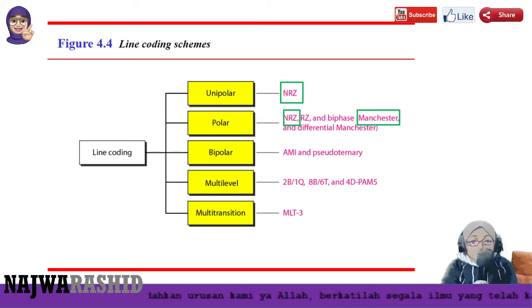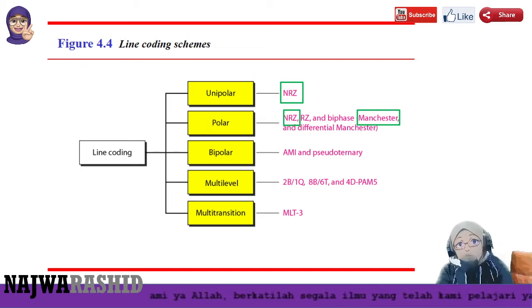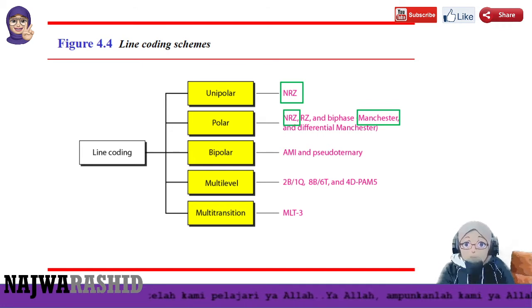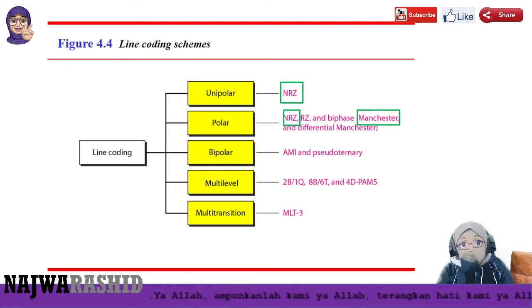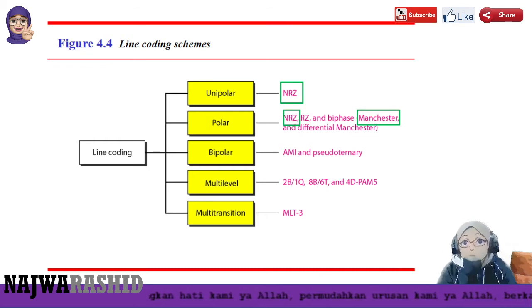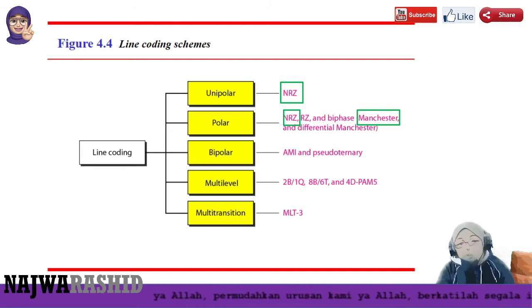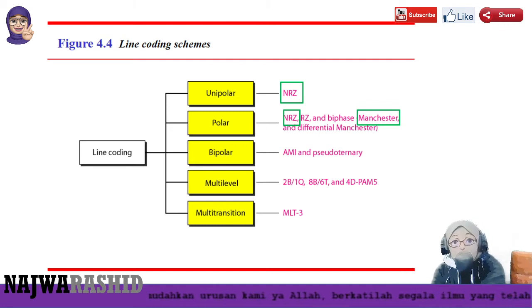NRZ means non-return to zero, RZ is return to zero, and then we have biphase Manchester. This one is not about Manchester United, but this is a scheme in the line coding technique. Okay, we have biphase Manchester and differential Manchester. So we look at the unipolar first.